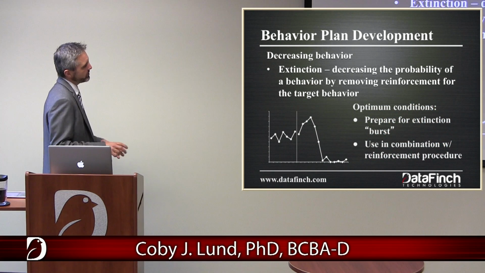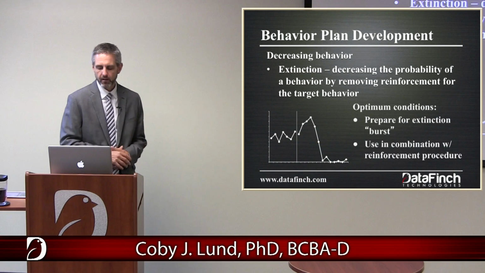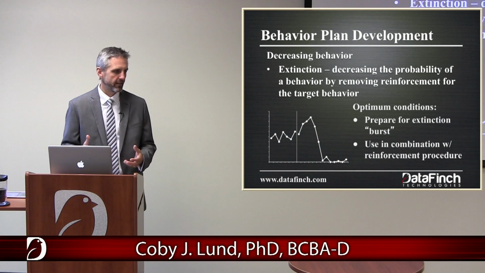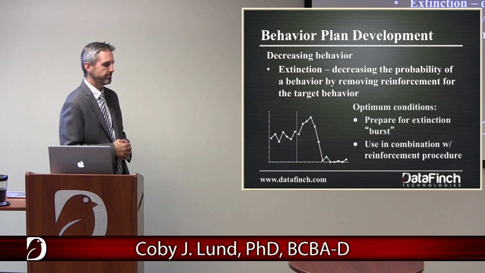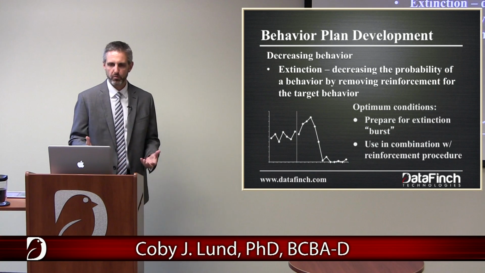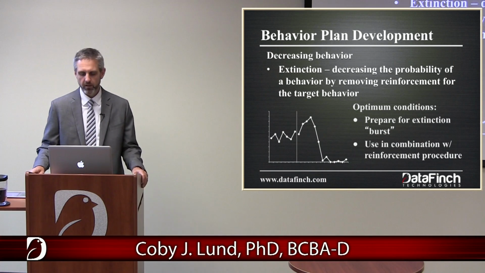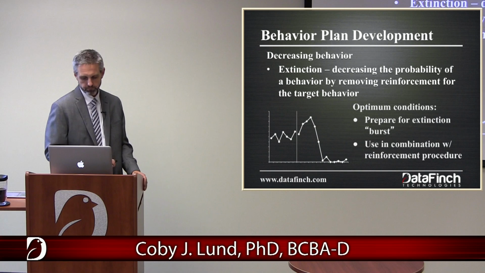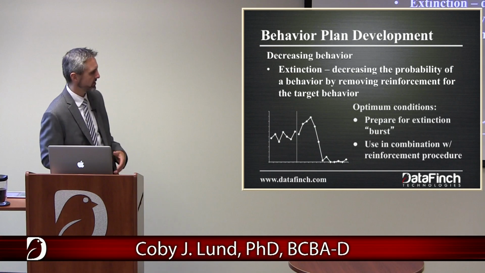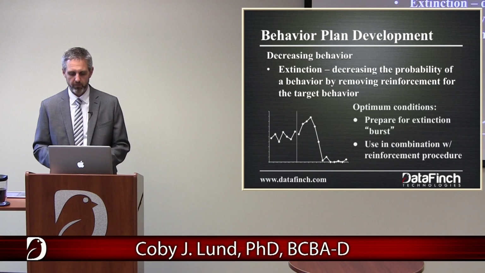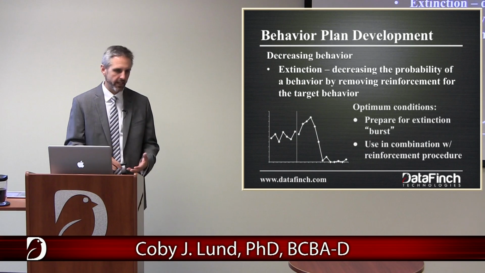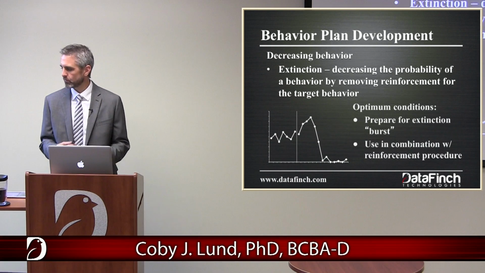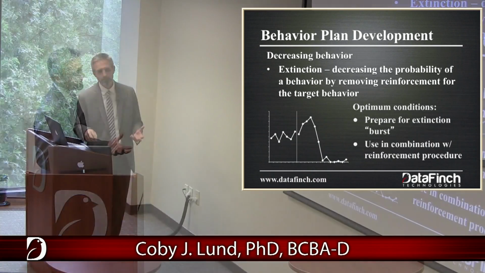So let me just mention that first piece in more detail. As I mentioned, extinction is the technical term for removing that consequence that has previously been maintaining inappropriate behavior. To stick with the attention example, if I stop attending to this behavior, technically what I'm trying to do is put that behavior on extinction, thereby decreasing the probability of that behavior because I've removed the reinforcement for it. And if I can do so consistently and accurately, that behavior should go down. If that consequence is really maintaining the behavior, if I get rid of it, I can decrease it.